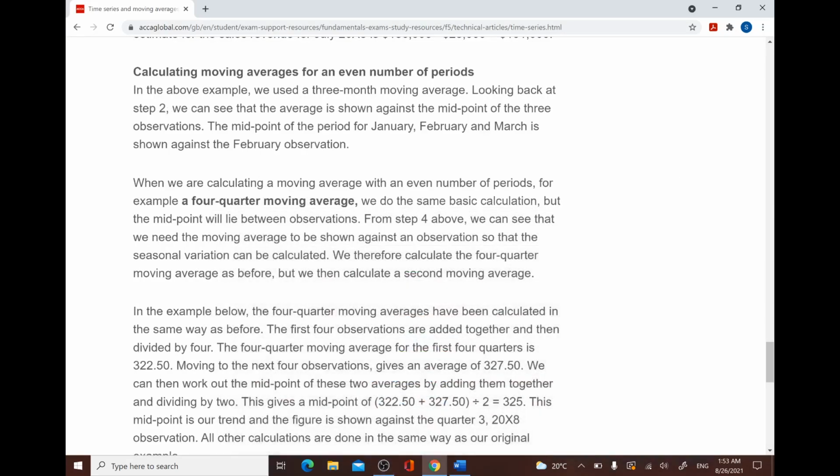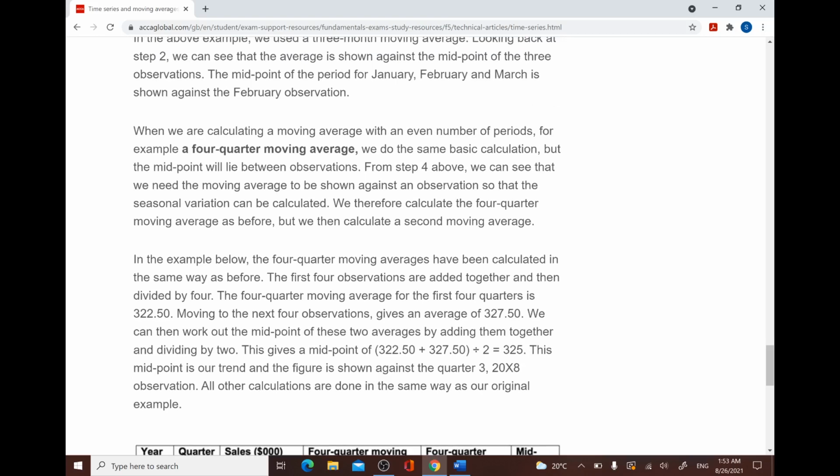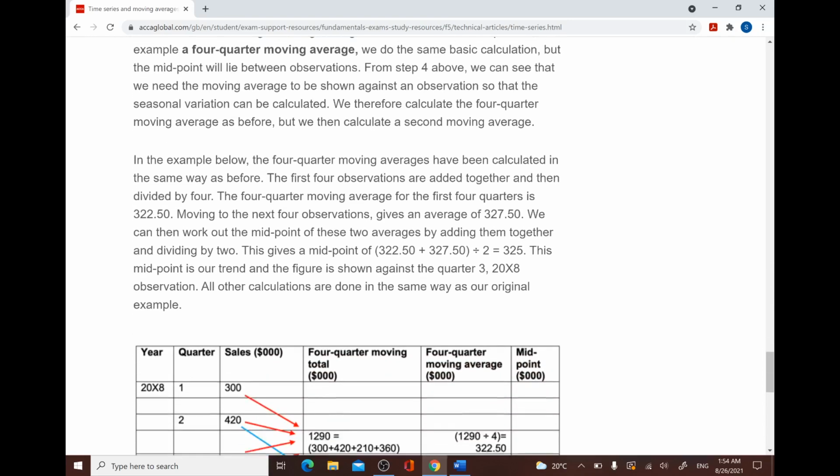Okay? Now, ladies and gentlemen, in the above example, we used a 3 months moving average. Looking back at step 2, we can see the average is shown against the midpoint of the 3 observations. But if we are talking about an even number, for example, a 4-quarter moving average, we do the same basic calculation, but the midpoint will be between the observations. So therefore, what we should do is going to be here.